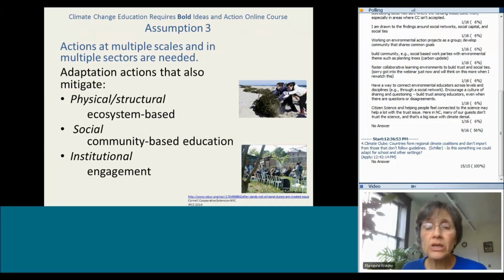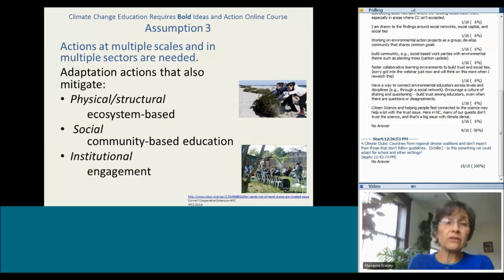And if you read the IPCC report, the Intergovernmental Panel on Climate Change report from last year, 2014, it has several chapters on adaptation, and it talks about different categories of adaptation. Within those categories, there are different things you can do, and some of them might be more consistent with environmental values, and some of them less so. For example, under the category physical structural adaptations, there's a subcategory called ecosystem-based.